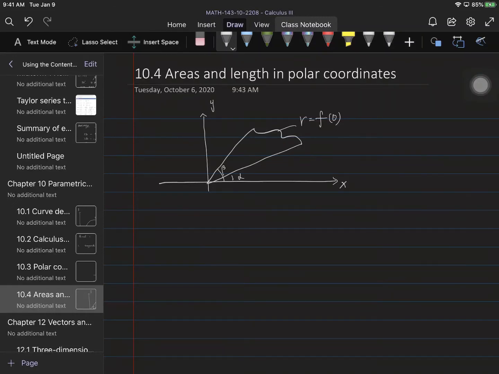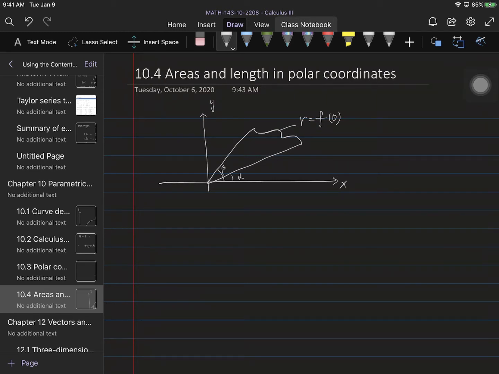Hello everyone. Today we're going to learn 10.4, which is area and length in polar coordinates. So firstly, you can take a look at the graph. Here we have a region bounded by the function. The function is given in polar coordinates, r equals f of theta, and theta is from alpha to beta.